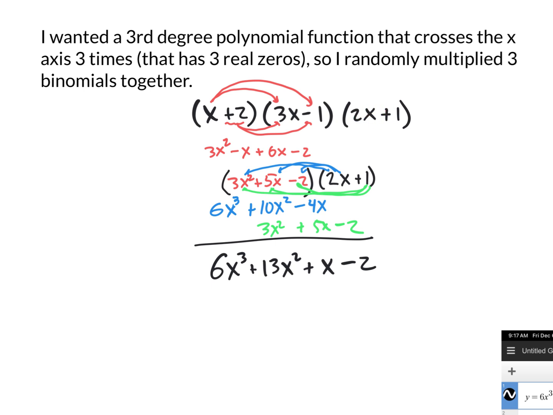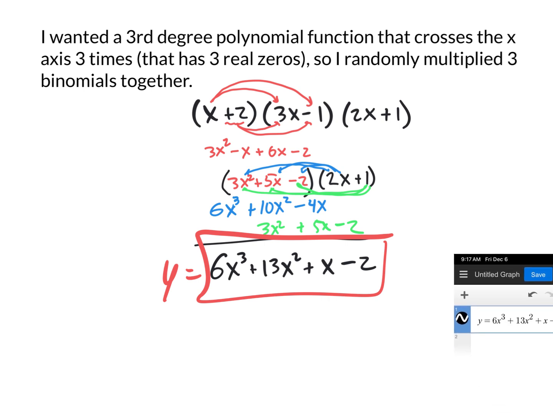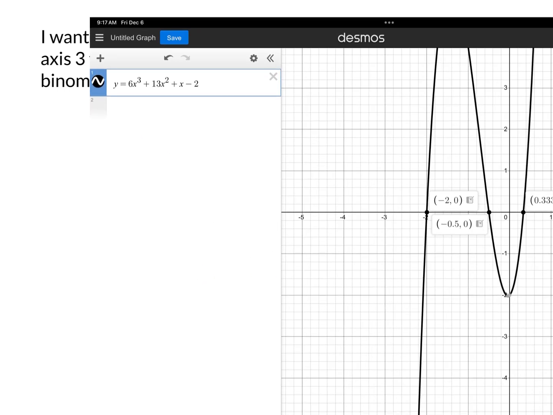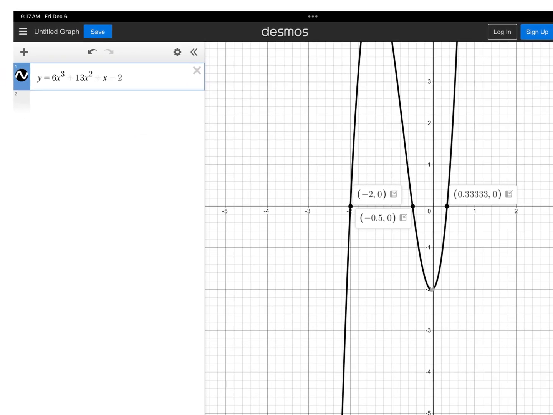Okay? So what I would like you to do is go to Desmos and type in y equals this polynomial, and you're going to see that it does cross the x-axis at -2, at positive 1/3, and at -1/2. So if you typed it in correctly, you're going to have this graph. And just like I mentioned, x-intercepts at -2, at -1/2, and at positive 1/3. Pretty cool, right?